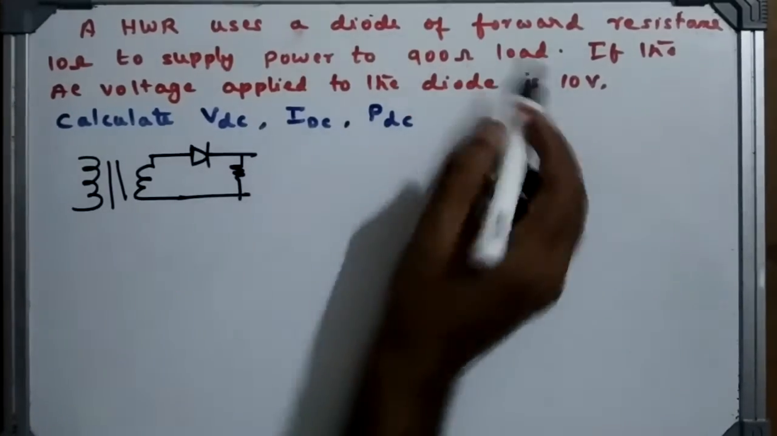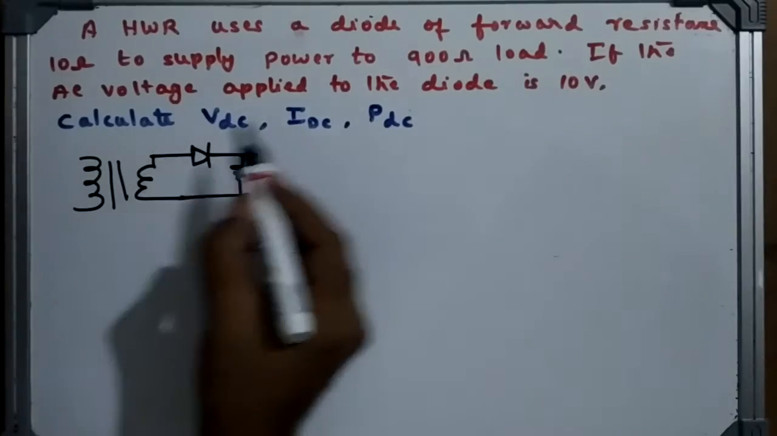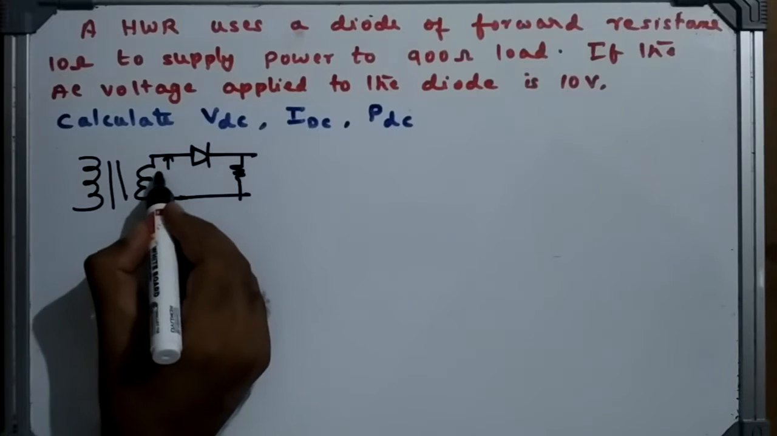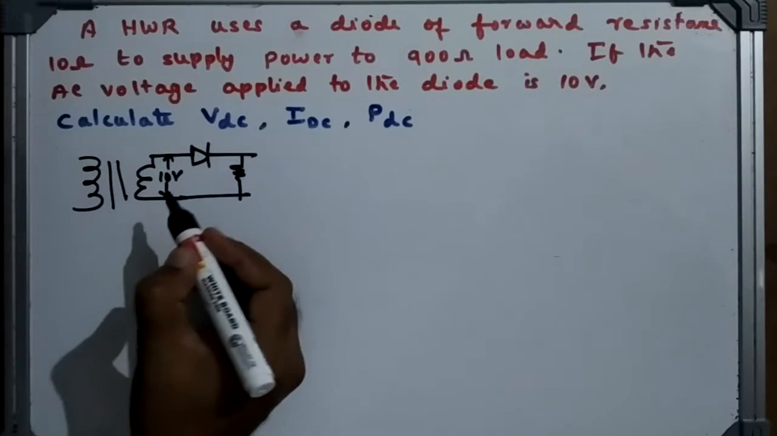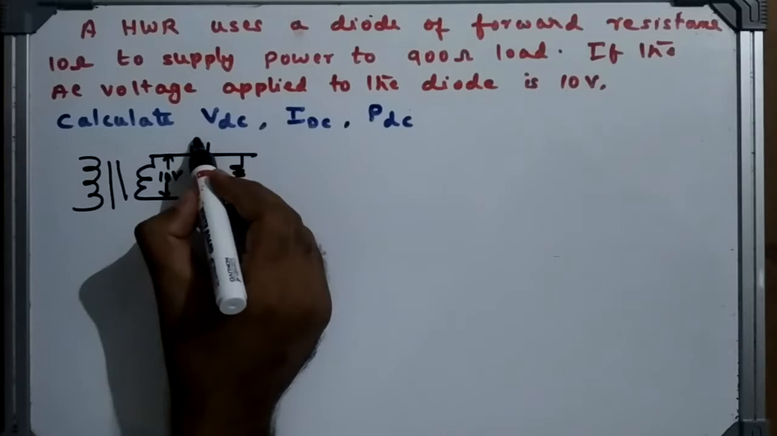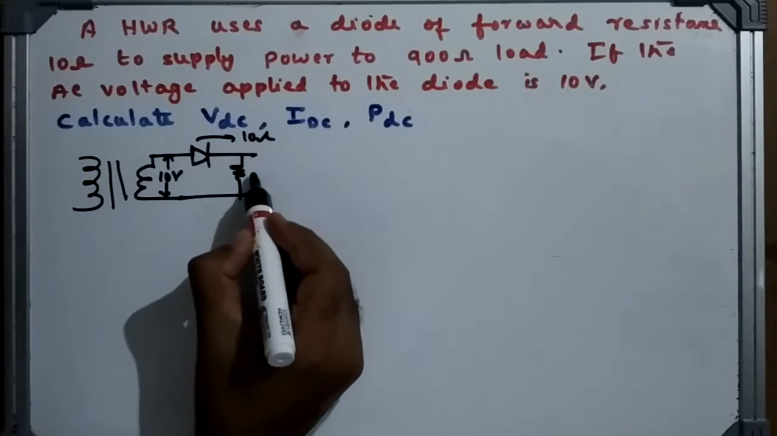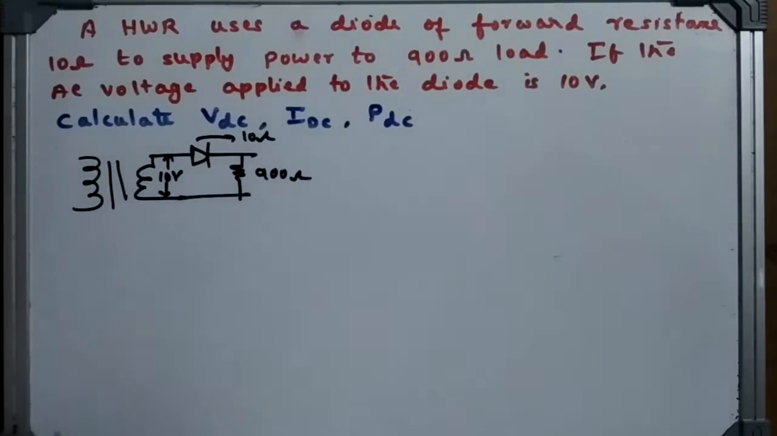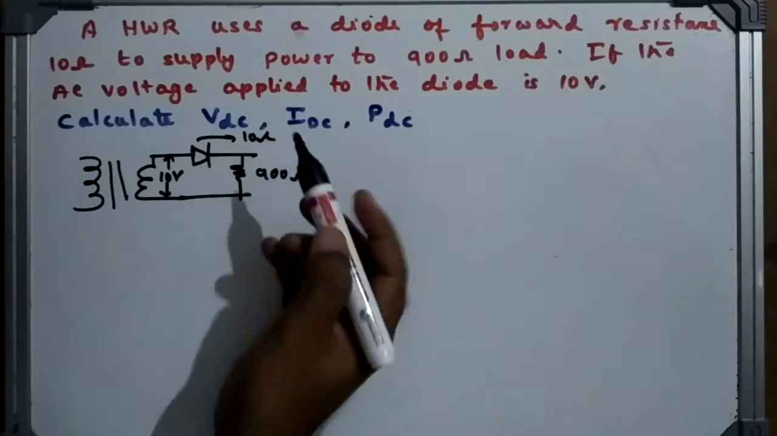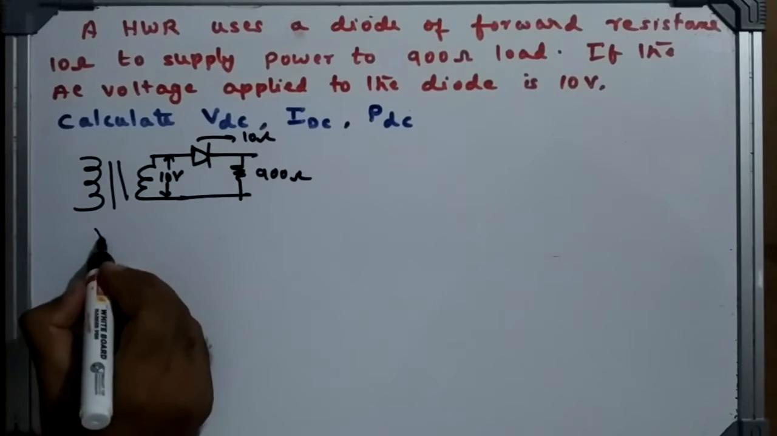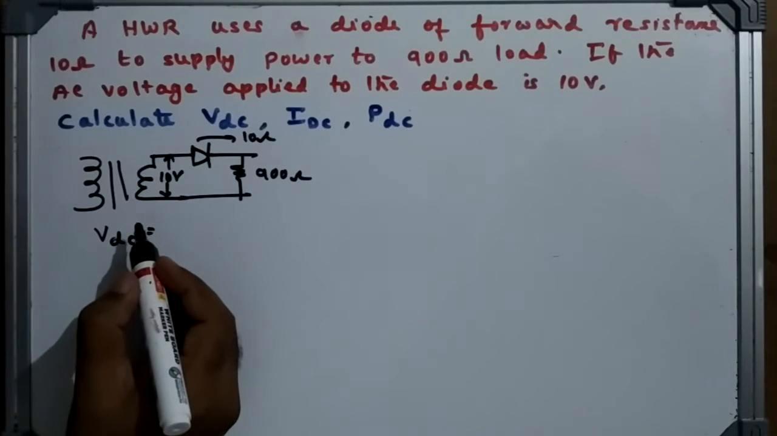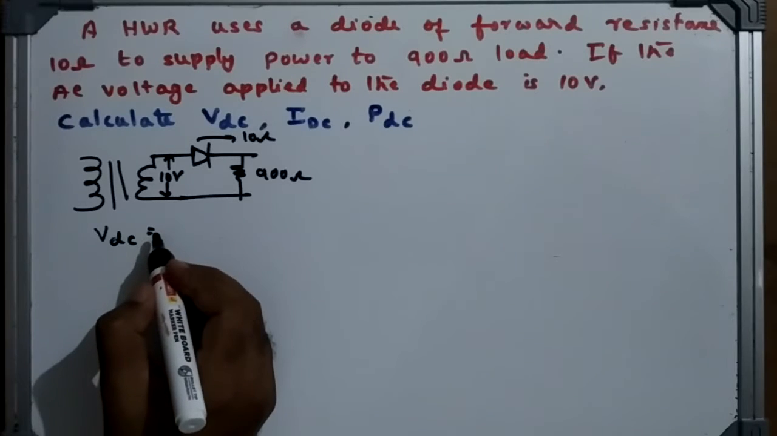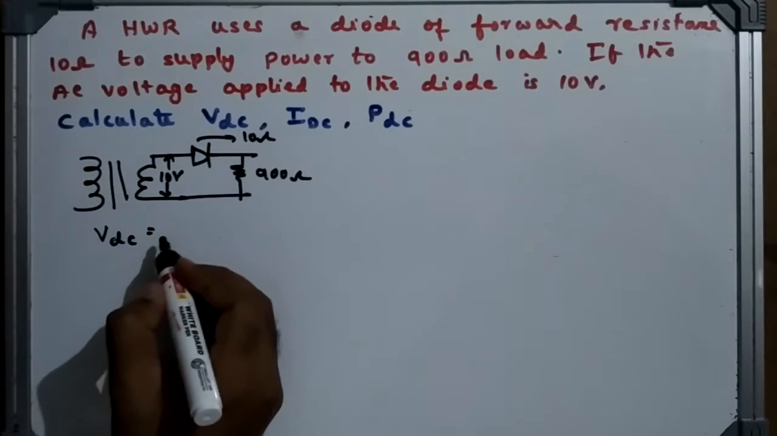Now the turns ratio is not given, so we have to consider this 10 volt. This is 10 volt, and the forward resistance of the diode is given 10 ohm, and this 900 ohm is the load resistor. Now you are asked to calculate VDC. What is VDC in a half-wave rectifier? I have derived these formulae in my previous lecture, and I have given the link in the description.